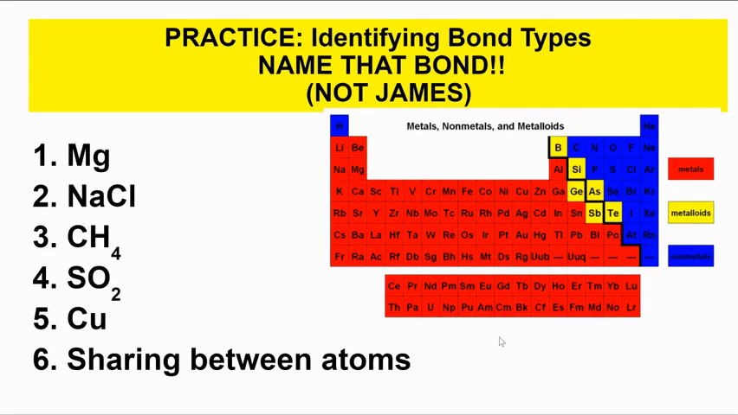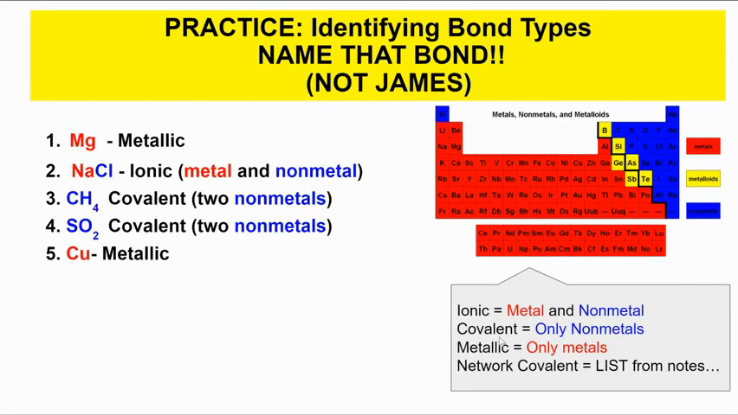Cu, copper. That's a metallic bond because copper is a metal, and if we only have metals, it must be a metallic bond. In this case, it's a pure metal.